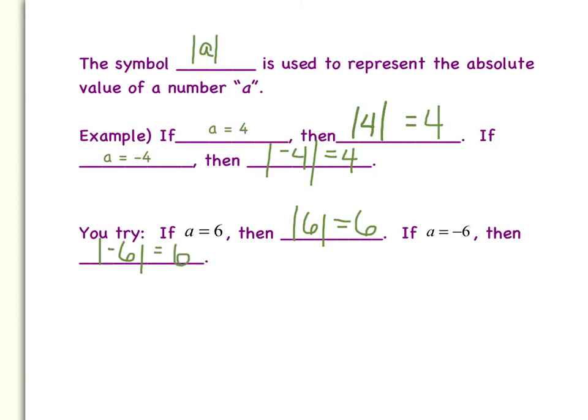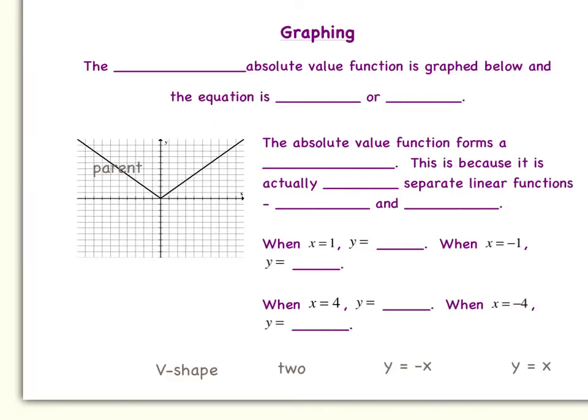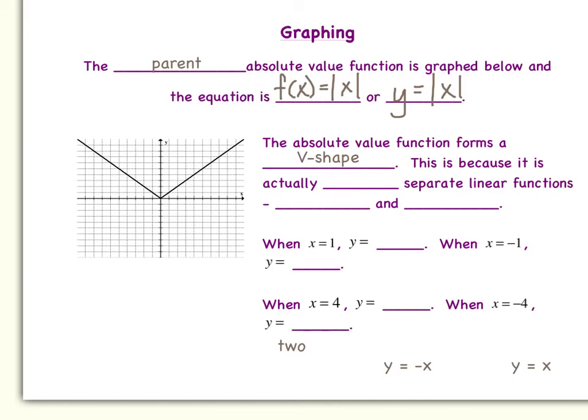Now let's look at graphing absolute value functions. The parent absolute value function is graphed below, and the equation is f of x equals the absolute value of x, or y equals the absolute value of x. Now the absolute value function forms a V shape, and this is because it is actually 2 separate linear functions.